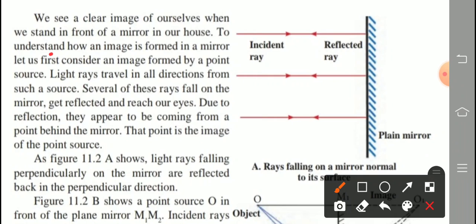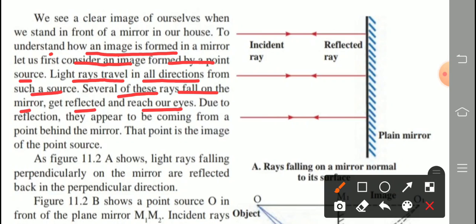To understand how an image is formed in a mirror, let us first consider an image formed by a point source. Light rays travel in all directions from such a source. Several of these rays fall on the mirror, get reflected and reach our eyes. Due to reflection, they appear to be coming from a point behind the mirror. That point is the image of the point source.